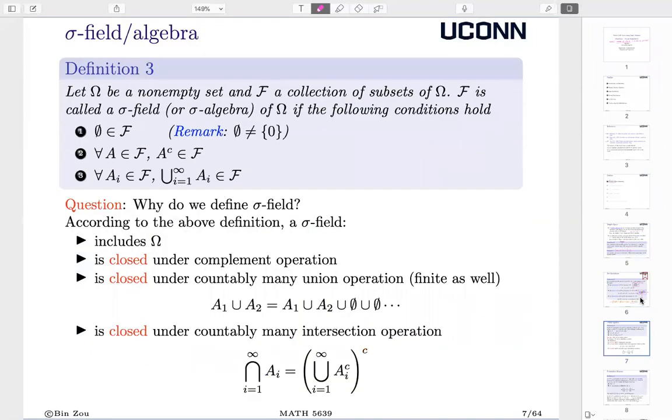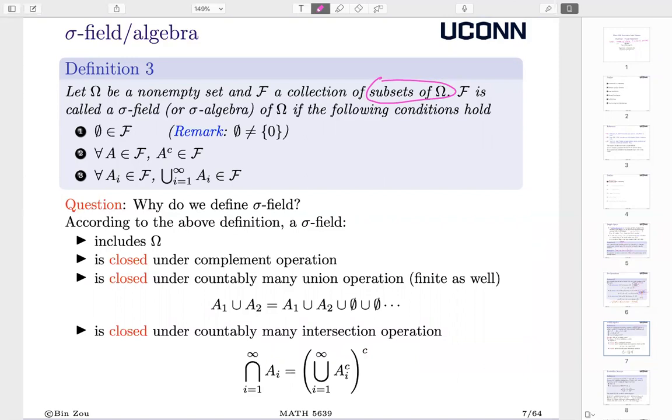Okay, the next part is unusual for this level of course or for any actuarial science, because usually you don't need to talk about sigma field or sigma algebra. This is a collection of subsets, okay? Subsets of omega. So what is a subset? A subset is just that you take some part of omega and form a new set, right?